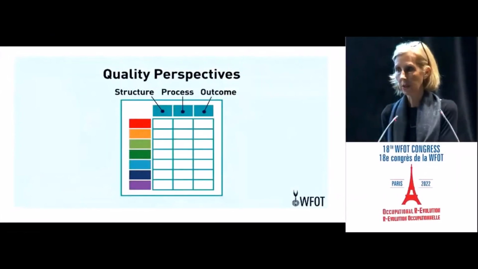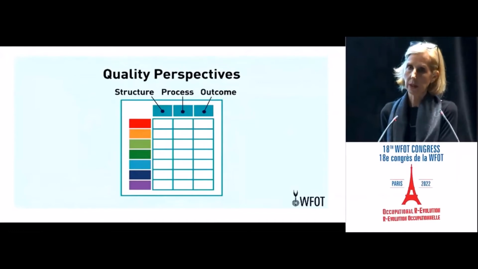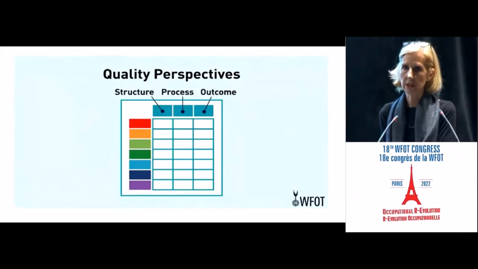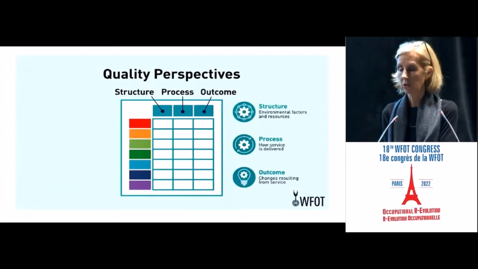So, as I mentioned before, Quest also looks at measuring quality from 3 different perspectives, because we realize that a number of different factors can influence the delivery of occupational therapy. So we look at quality from the perspective of structure, process, and outcome. Structure being environmental factors and resources. Process, looking more from the perspective of how service is delivered, and then also measuring outcomes or the changes that result as a result of the service.